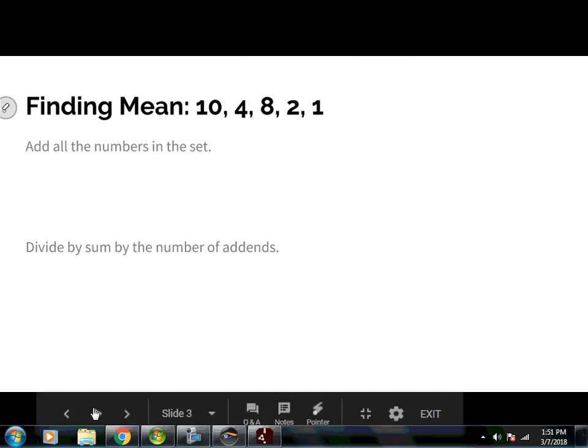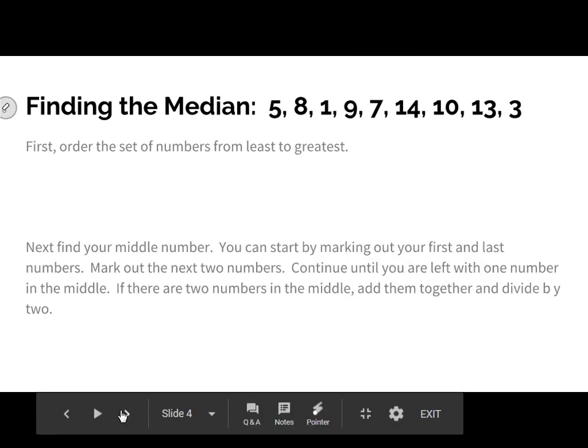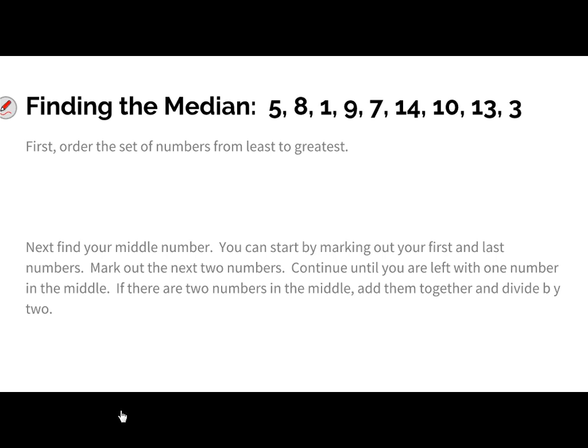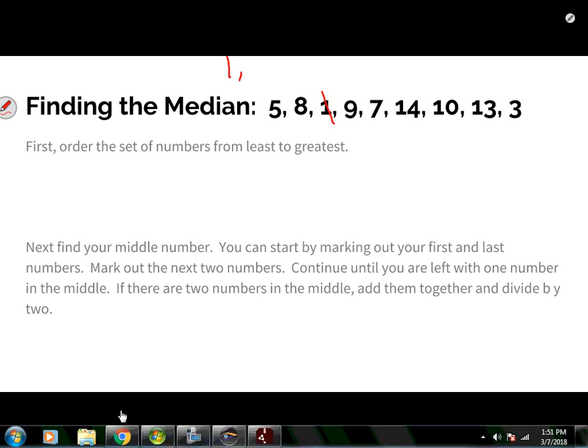Okay, to find the median, first order the numbers from least to greatest. So we have 1, and I like to mark them off as I do it. 3, 5, 7, 8, 9, 10, 13, and 14.